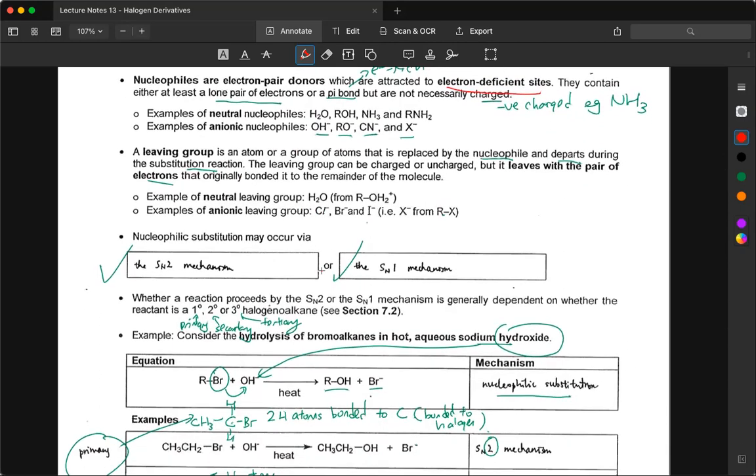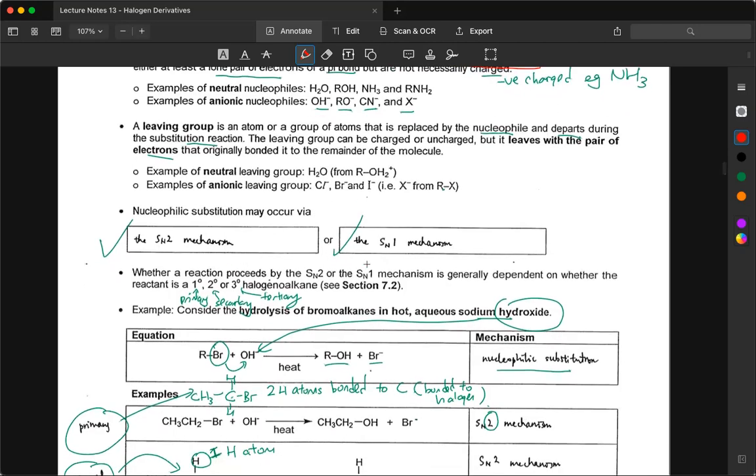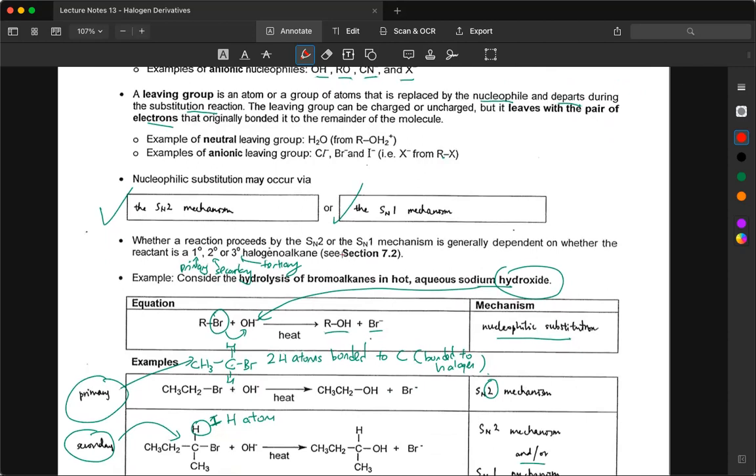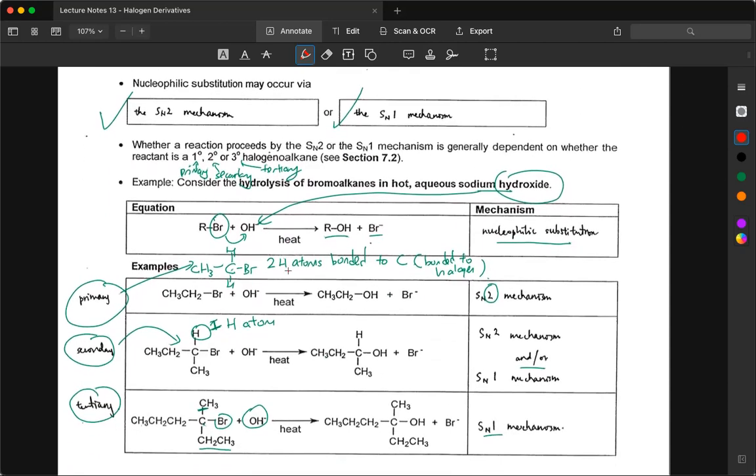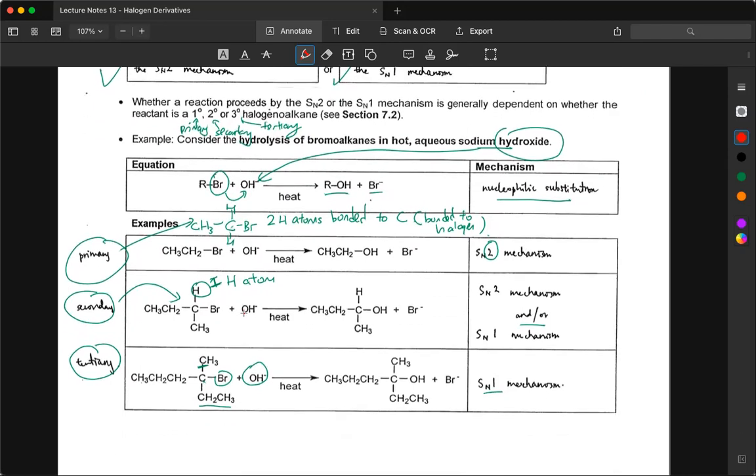There are two mechanisms by which nucleophilic substitution can happen. One is SN2, one is SN1. Whether a reaction proceeds by the SN2 or SN1 mechanism depends on whether the reactant is a primary, secondary, or tertiary halogen alkane. Now, consider the hydrolysis of bromoalkanes in hot aqueous sodium hydroxide. This mechanism is nucleophilic substitution, but the examples show different mechanisms by which nucleophilic substitution occurs.